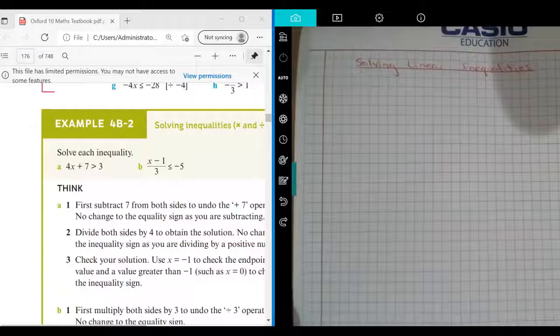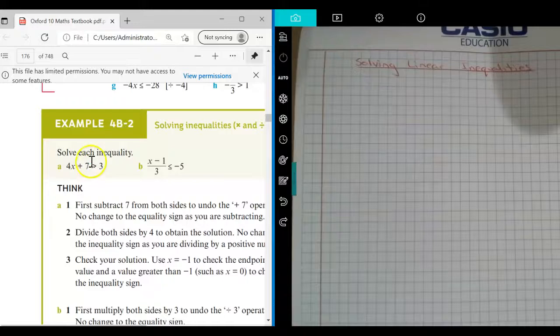Now, solving linear inequalities is very similar to solving linear equalities, but there's a few slight differences. When we're solving equalities, we know that there was an equal sign. Now you notice that we will have greater than or less than symbols used. So most of the rules are the same, but there's just a couple instances where we need to be careful when we're working with linear inequalities.